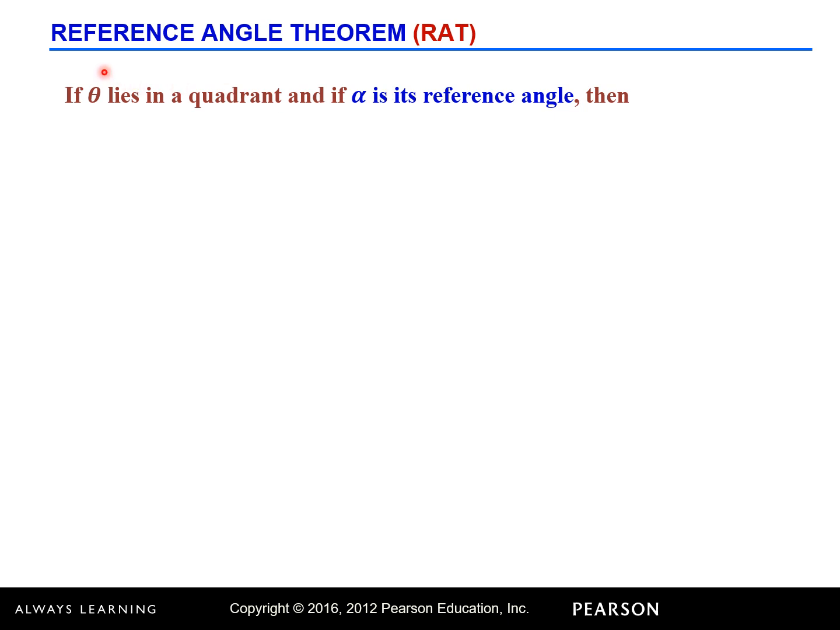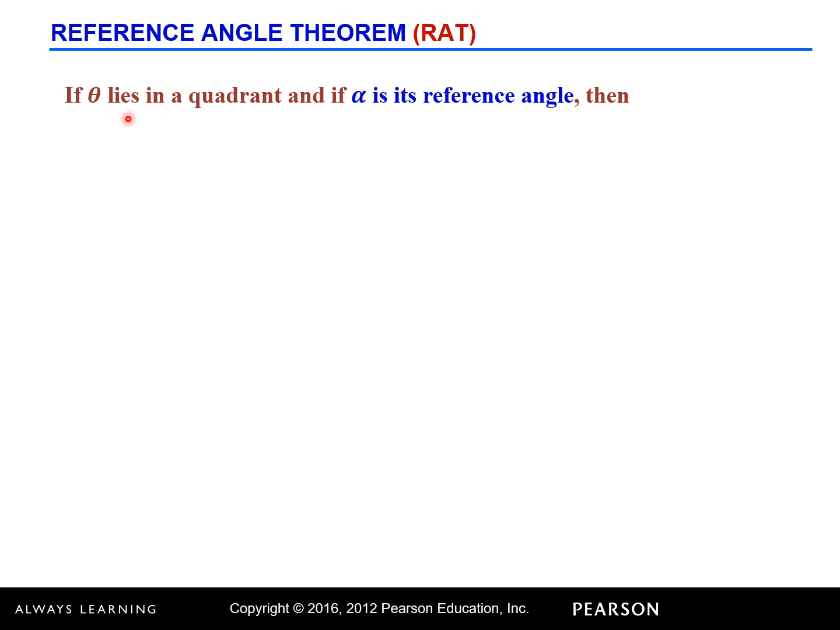Now the next topic is about the reference angle theorem. This reference angle theorem makes use of the concept of the reference angle. And I hope you still remember in section 7.2 that we have a complementary angle theorem, which we call that a CAT. So this one is a RAT. I hope you can recognize the differences between them.